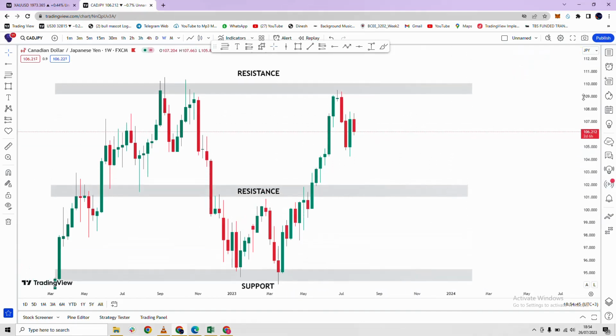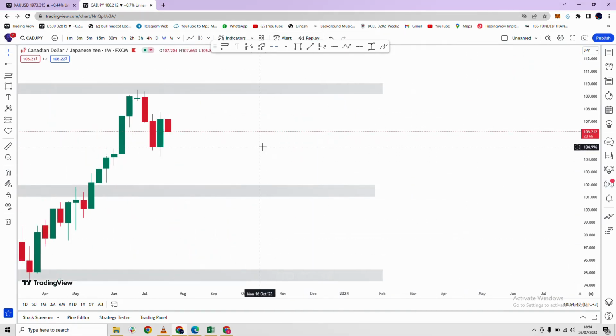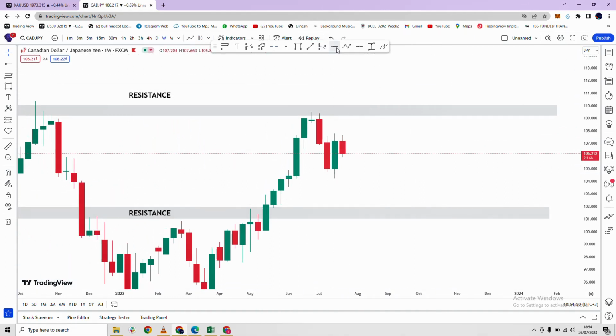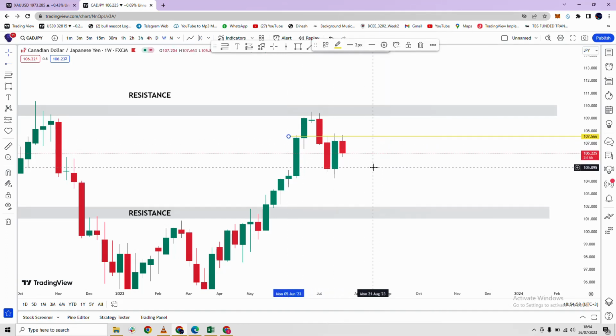So for instance, when you look at your CADJPY for this specific time, you had these wicks. I could mark that, this very one, okay, sorry, I could mark that as my key wick area.